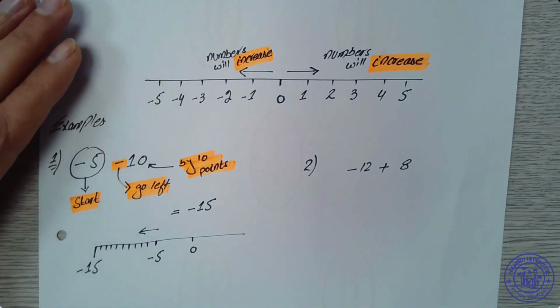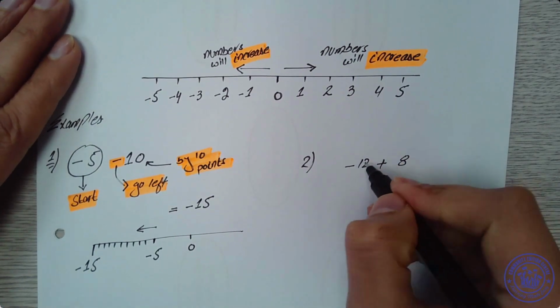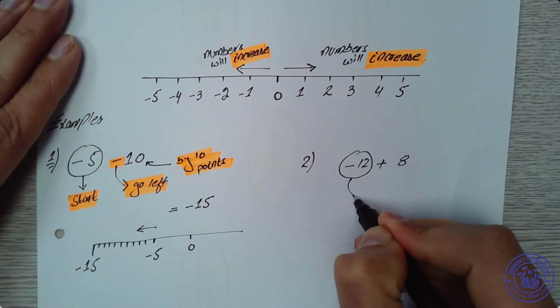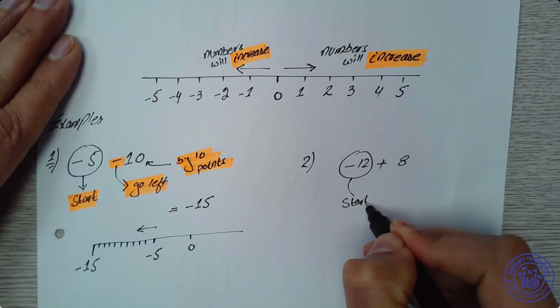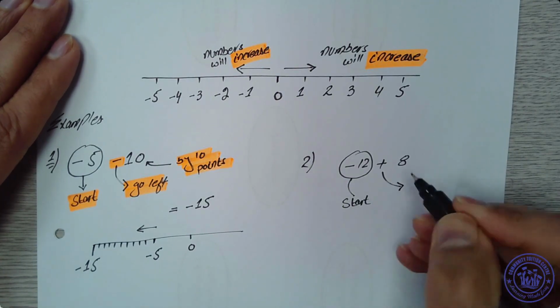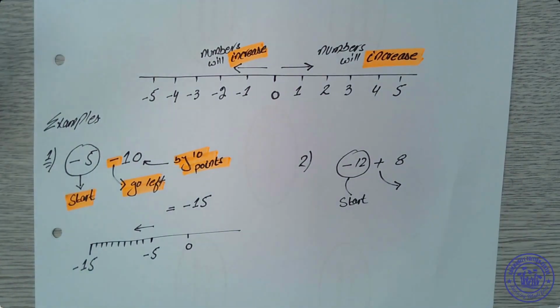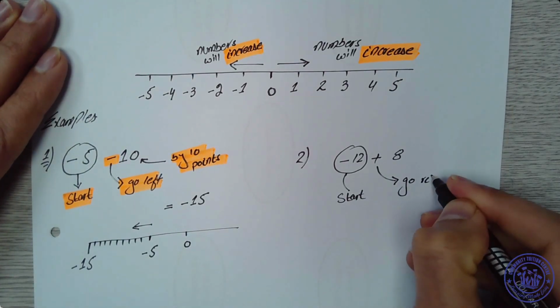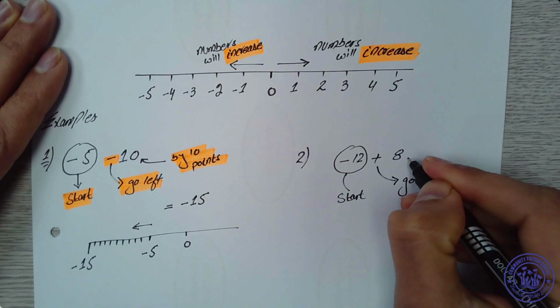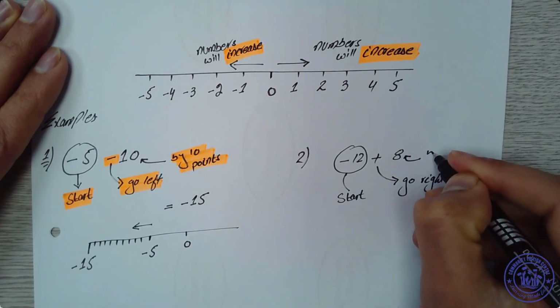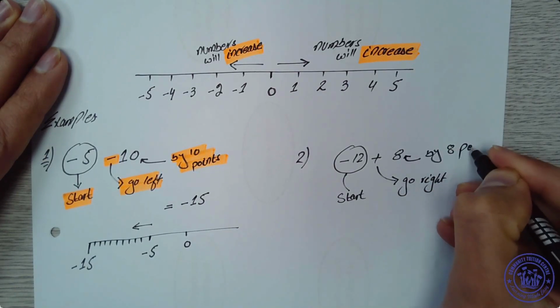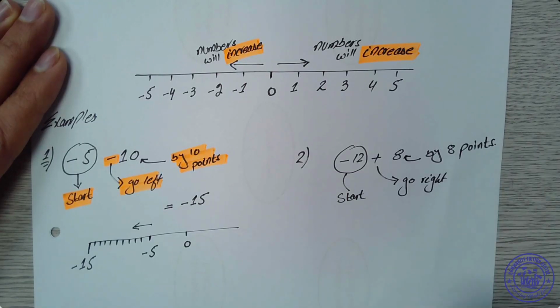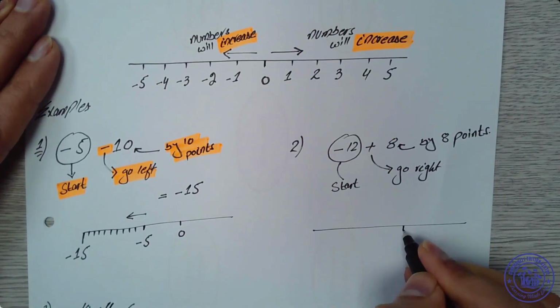Let's do another example here, right? We'll do the same thing. This is my start, and this is telling me I have to add. Add means my value will go up. So I'm going to go to the right side. And this 8 is telling me by 8 points. So I'll do the same thing. I'll draw the line. I'll say here is my 0.